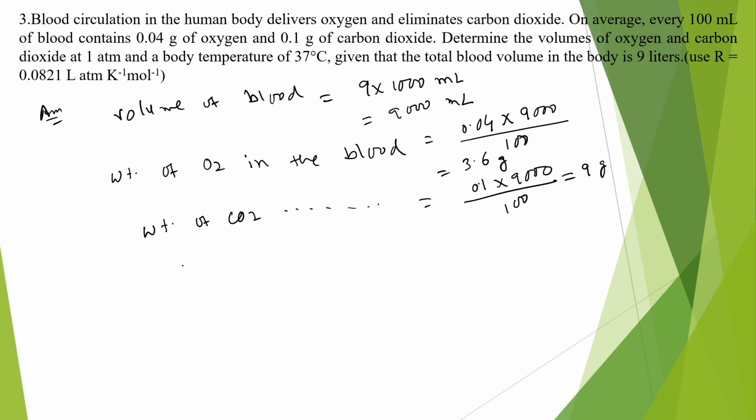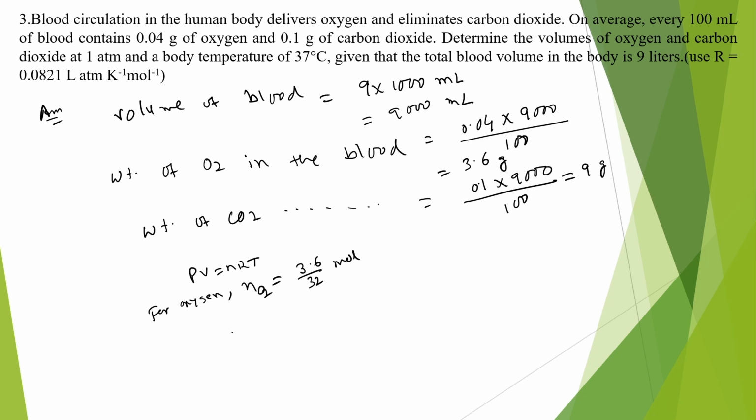So, we know PV equals to nRT. So, for oxygen, number of moles of oxygen, if we say this one is nO2, is 3.6 by 32. This is mole, right? Because we got the weight of oxygen is 3.6 gram and the molecular weight or molar mass of oxygen is 32.